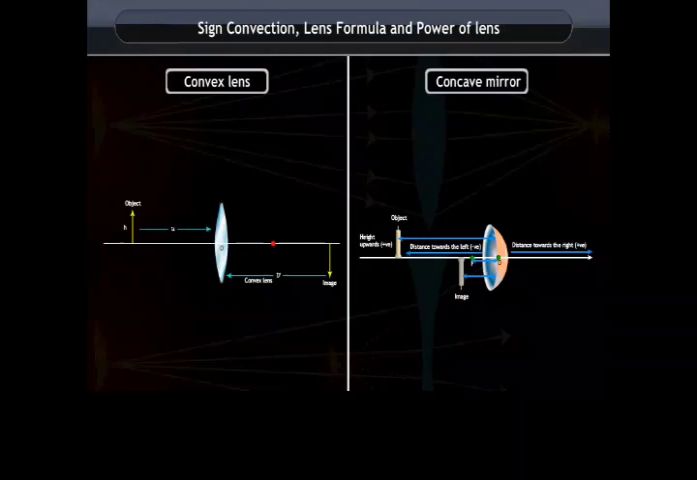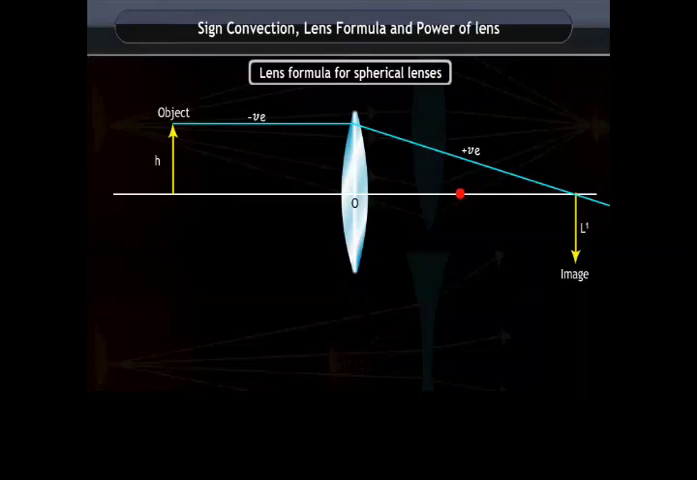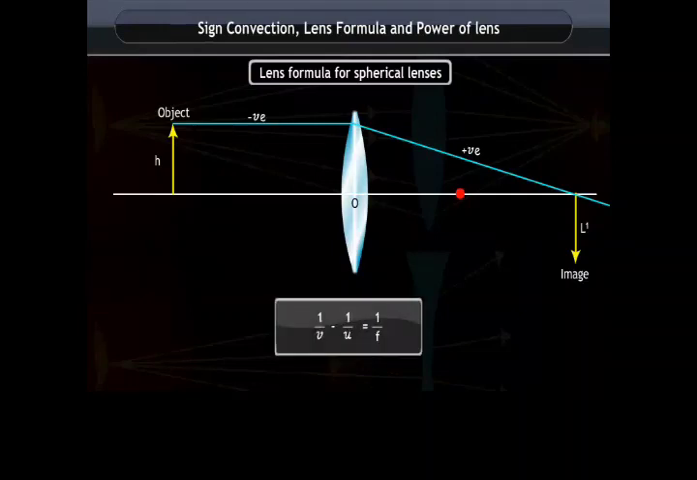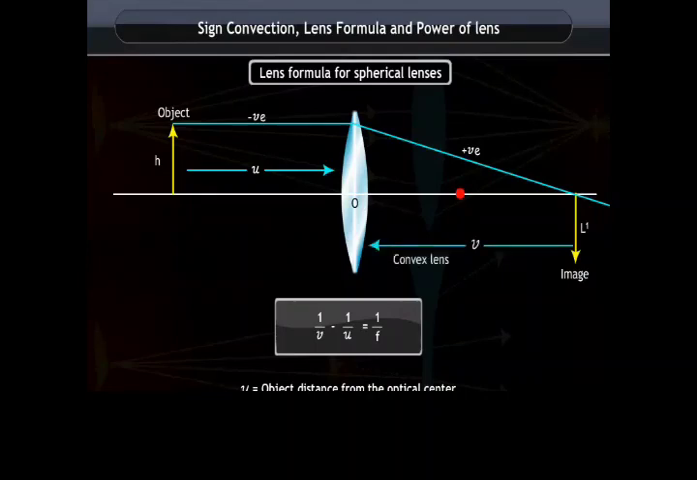Sign convention for spherical lenses. The sign convention for spherical lenses is the same as in spherical mirrors, except that the distances are measured from the optical center, O. The focal length of a convex lens is positive and the focal length of a concave lens is negative. The lens formula for spherical lenses is the relationship between the object distance, u, image distance, v, and the focal length, f.